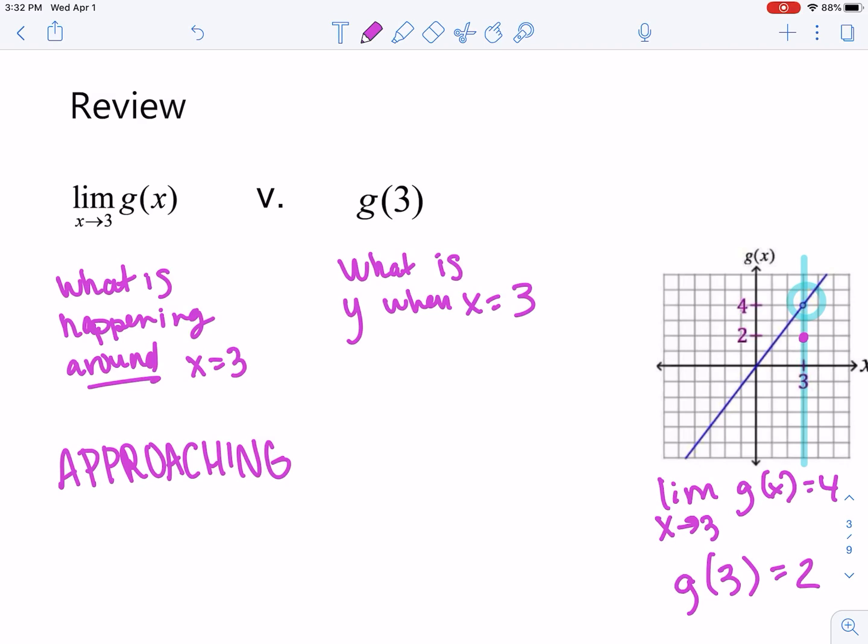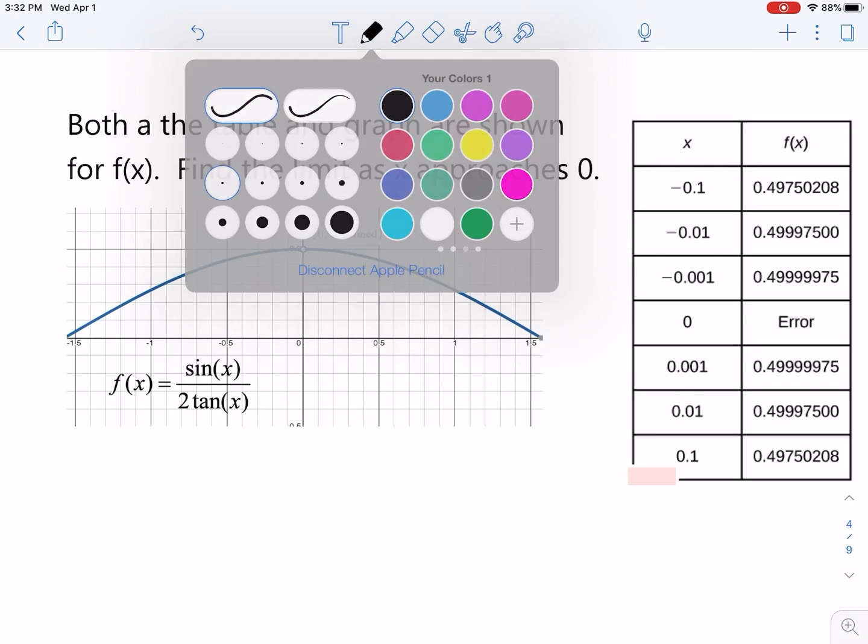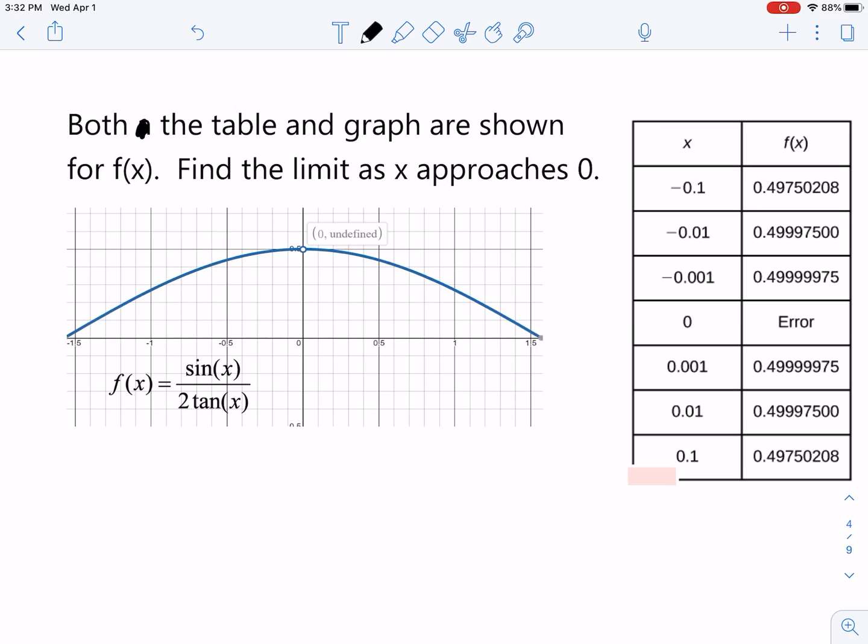Okay, so we're going to extend this idea and look at the same concept, still limits, but this time your function will be given as a table instead. Okay, so let's take a look at this. Both the table and the graph are shown for f of x. Can you find the limit as x approaches 0 of f of x? Alrighty, so let's look at the graph first. Let's draw our guide at x equals 0. And it looks like as we approach that guide from the left, my y values, I don't know if you can tell there, are approaching 0.5. And if I approach from the right, looks like still 0.5, correct? So from the last lesson, I'm going to say that the limit as x approaches 0 of f of x is 0.5. Okay, that's what it looks like graphically.